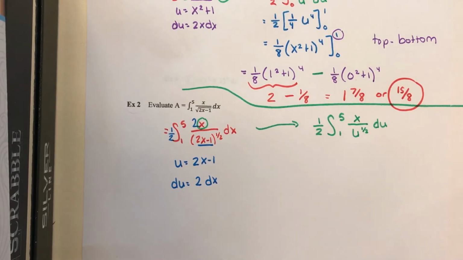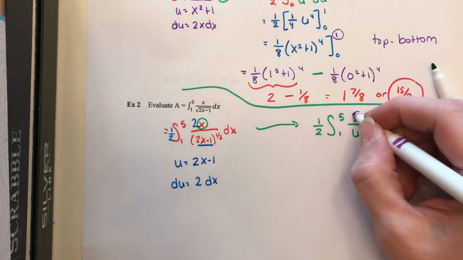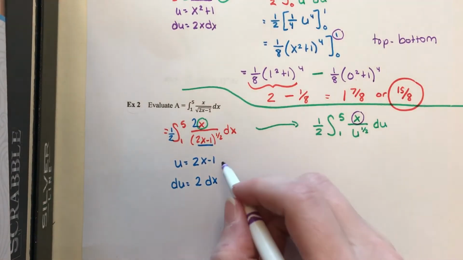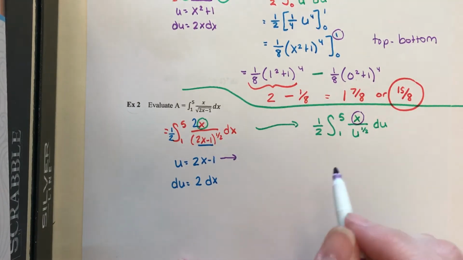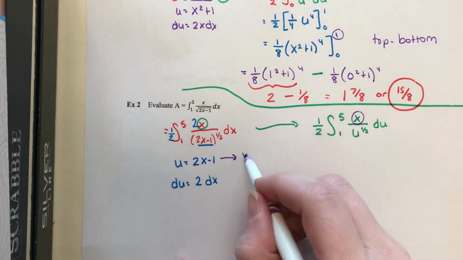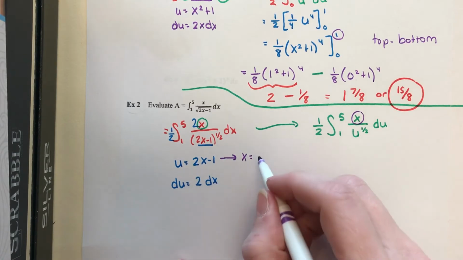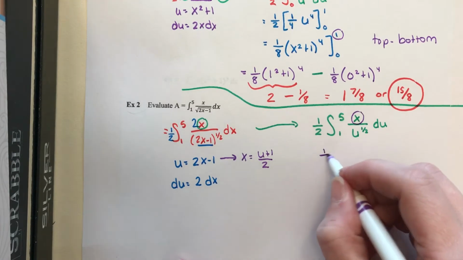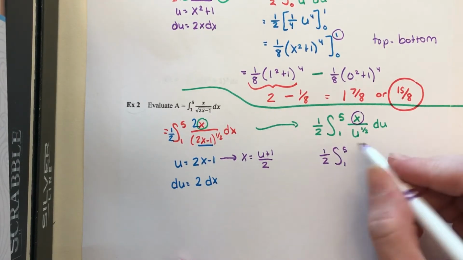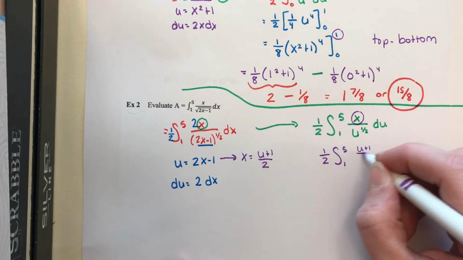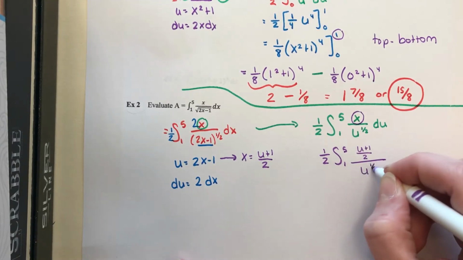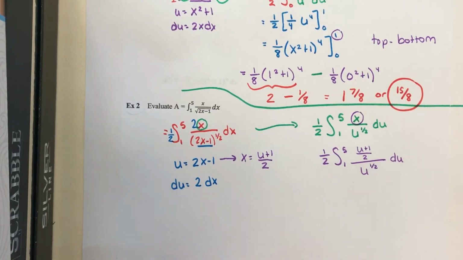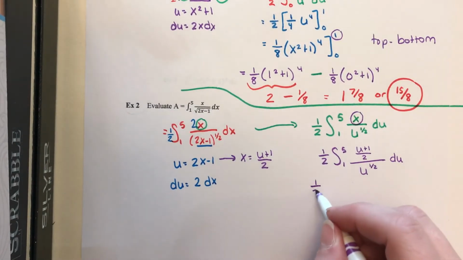So again, I have an issue here because I have an extra x in the problem and I only want one variable. I don't want to work with two variables. So on part 2, what we did is we took this u equation and we solved it for x. So if I solve this equation for x, I would add 1 and divide by 2. And I can use that information to plug in over here. u plus 1 over 2 divided by u to the 1/2. So I'm going to do a little bit of algebra work to clean this up.